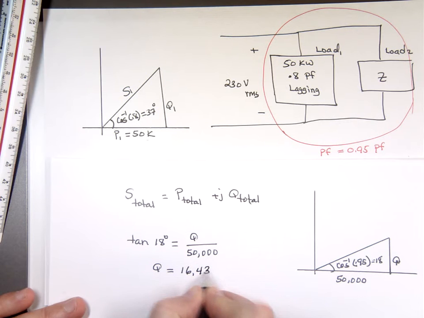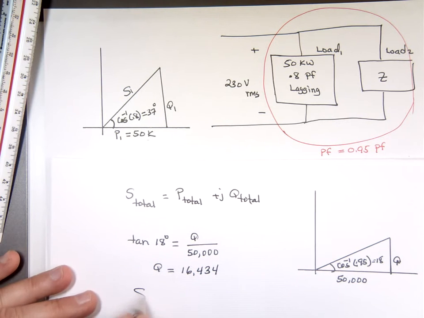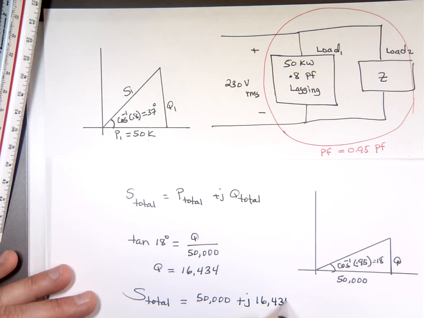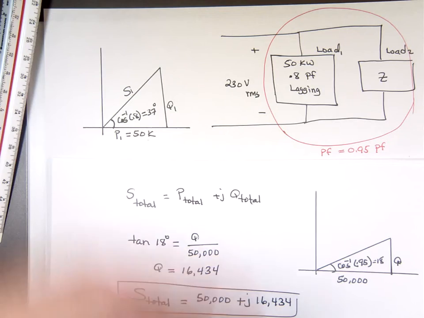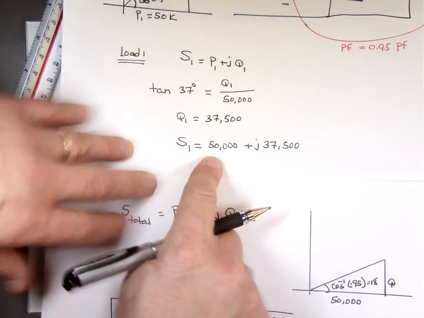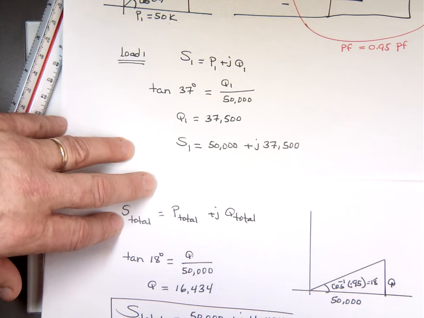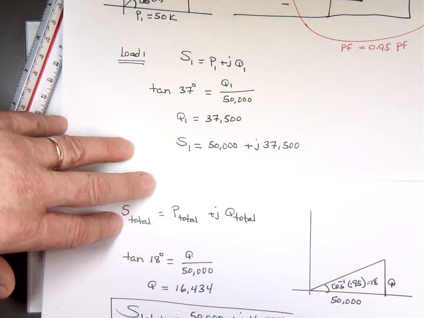That's fine. So what's S total now? It's 50,000 plus J 16,434. Notice what we did. By putting that device there to improve the power factor, we shrunk that imaginary portion. It used to be 50,000 plus J 37,000, now 16,000. That's what my goal is.